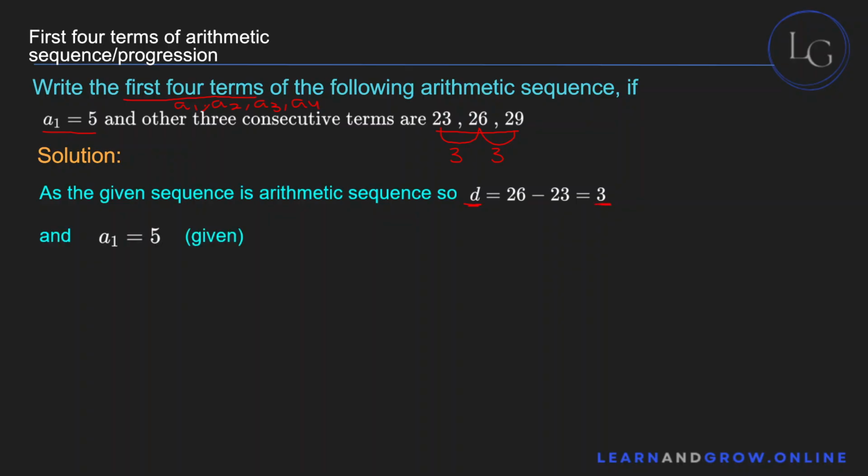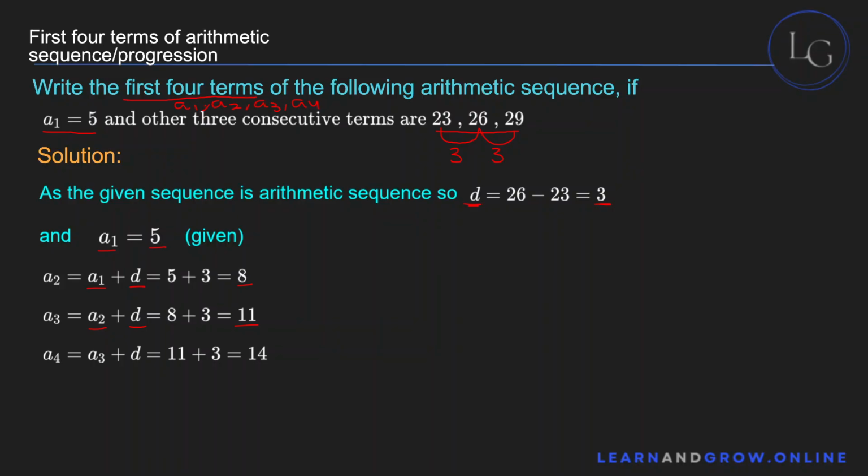Now, using this information and the fact that A1 is equal to 5, we have to find A2, A3, and A4. Now, A2 comes after A1, so it is the consecutive term after A1. So A2 is equal to A1 plus D. So 5 plus 3 is equal to 8. That's A2. A3 is the consecutive term after A2. So A3 is equal to A2 plus D. So that's 8 plus 3, and that is 11. A4 is the consecutive term after A3. So A4 is equal to A3 plus D, and that is equal to 11 plus 3, so 14.